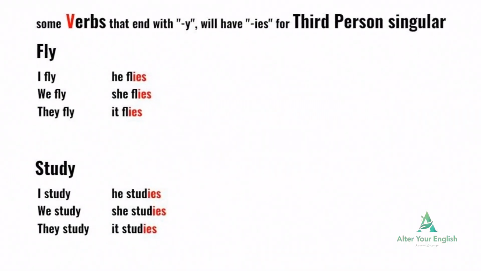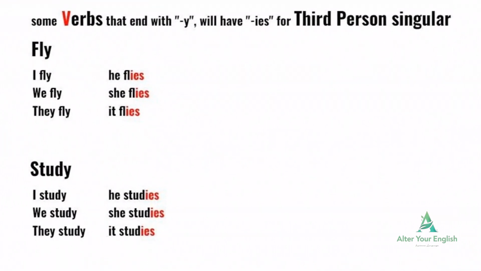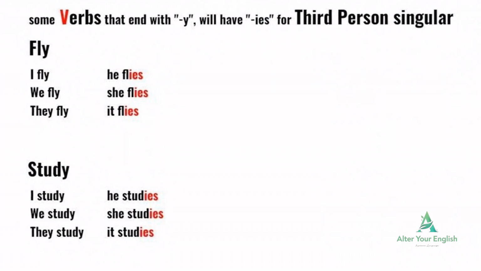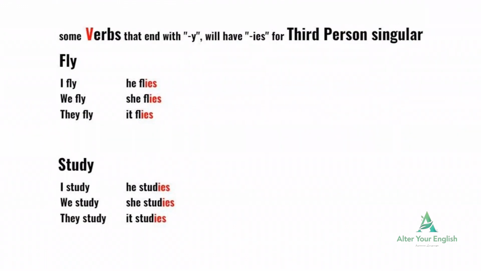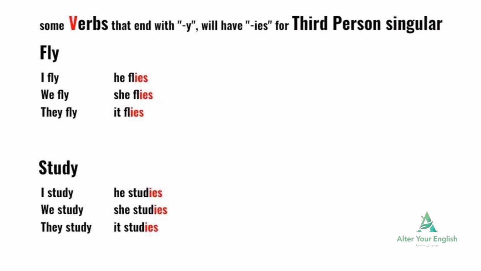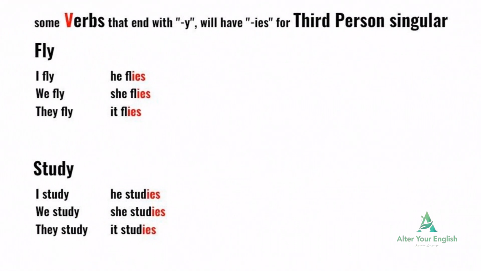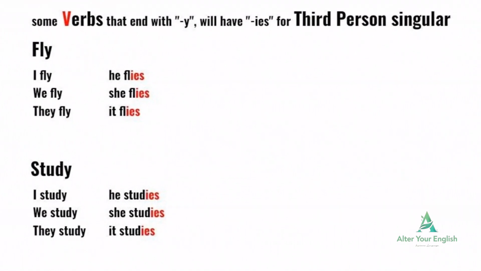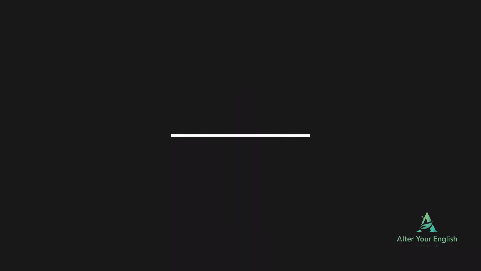Some verbs that end with y will have ies. As an example, let's take the verb fly. I fly, but he flies. We fly, but she flies. They fly, but it flies. Let's look at another verb, study. I study, but she studies. We study, but he studies. They study, but it studies.